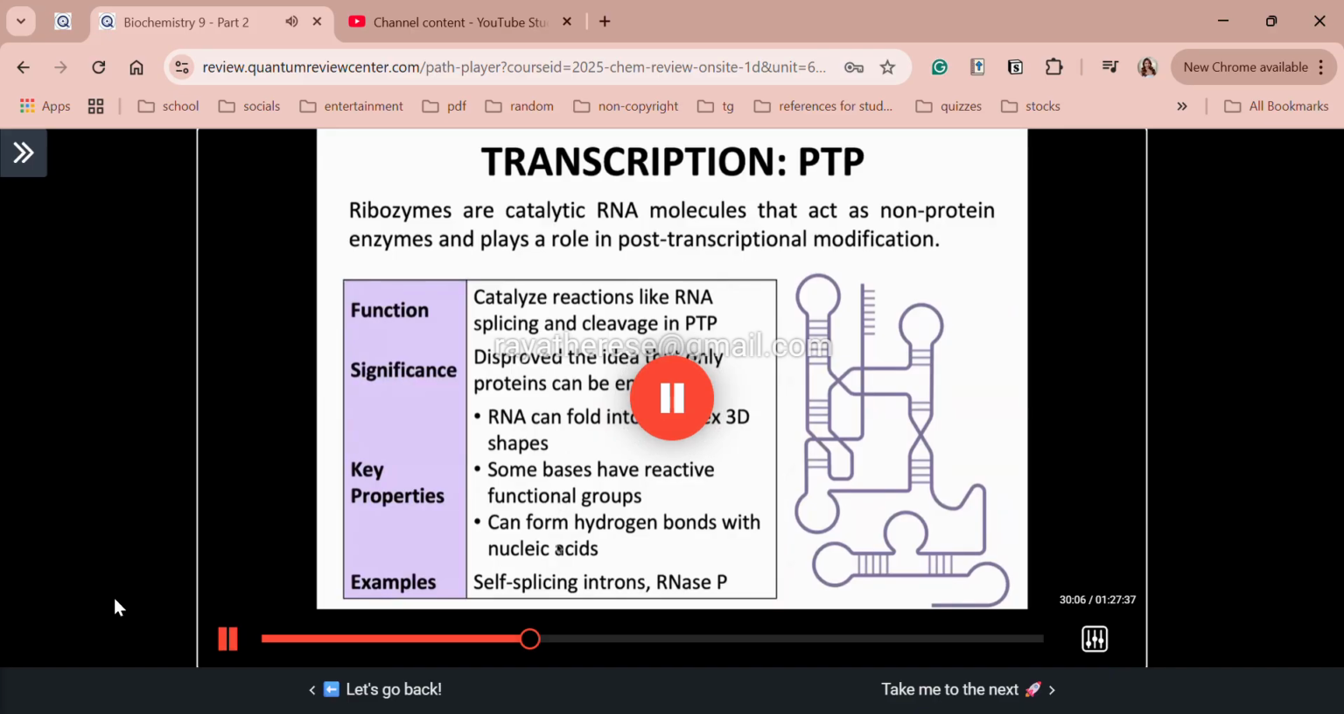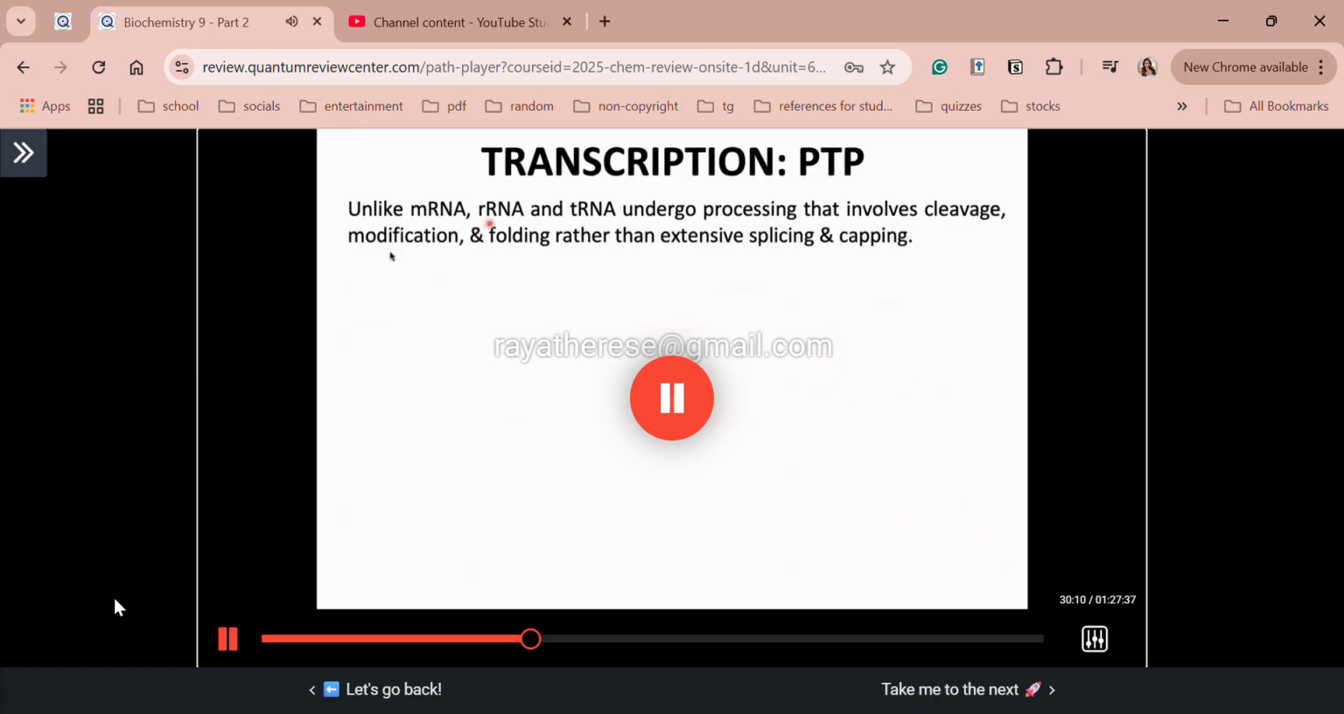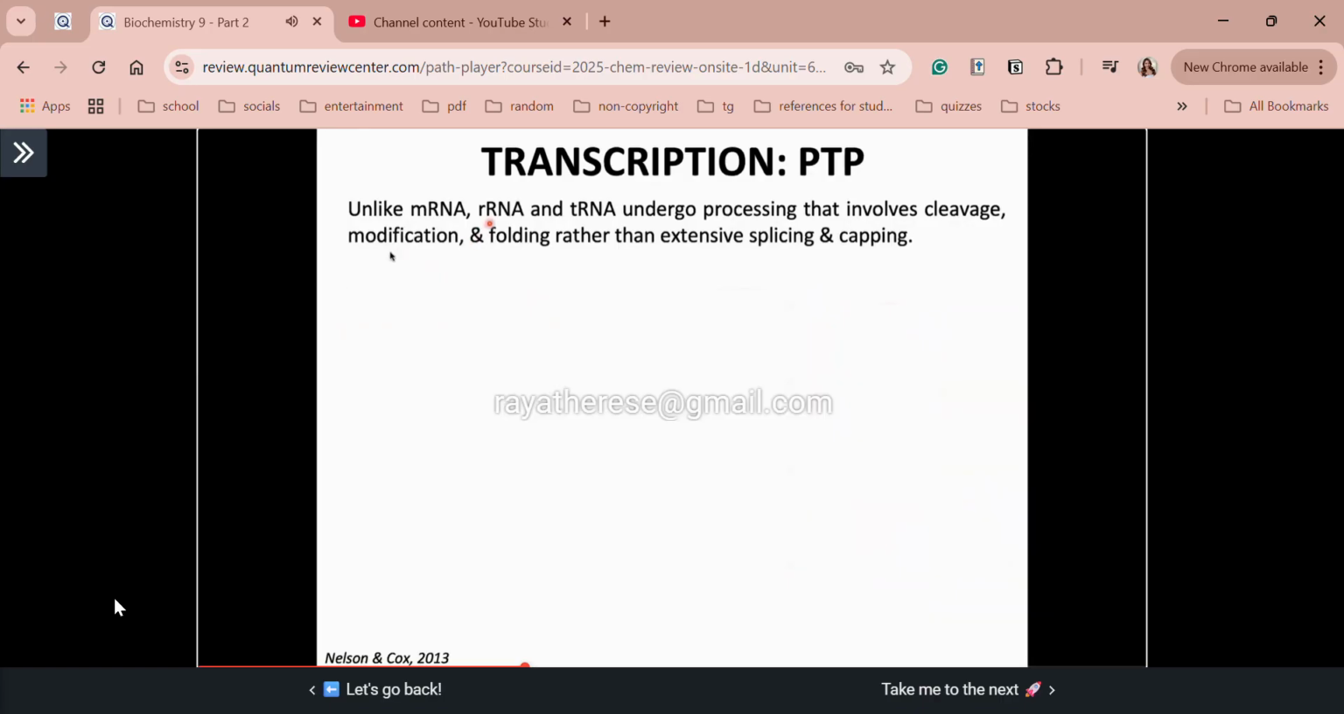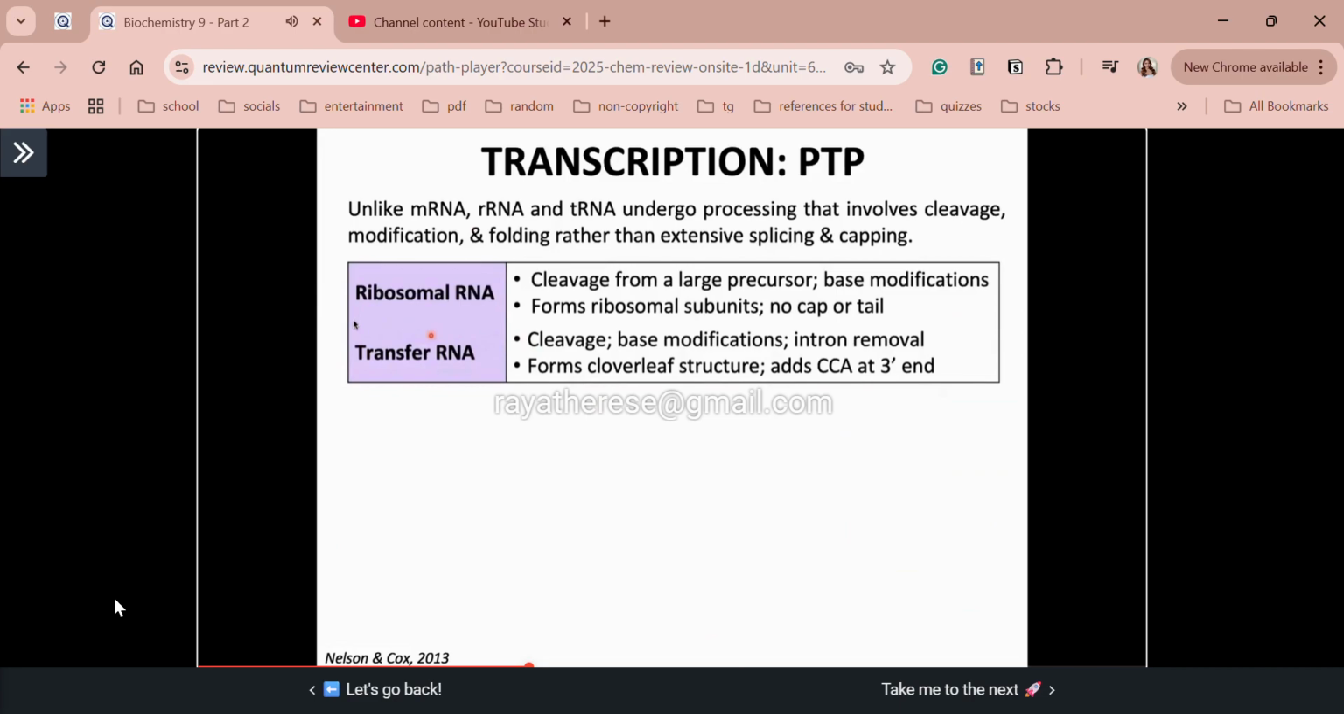ribozymes. Okay, so class, for our rRNA and tRNA, the PTP is very different unlike your mRNA. For the two RNAs, they mainly involve cleavage, modification, and folding, rather than the splicing and capping that happens in mRNA post-transcriptional processing. For the details, for ribosomal RNA, we have cleavage from your large precursor RNA transcript, and base modification.